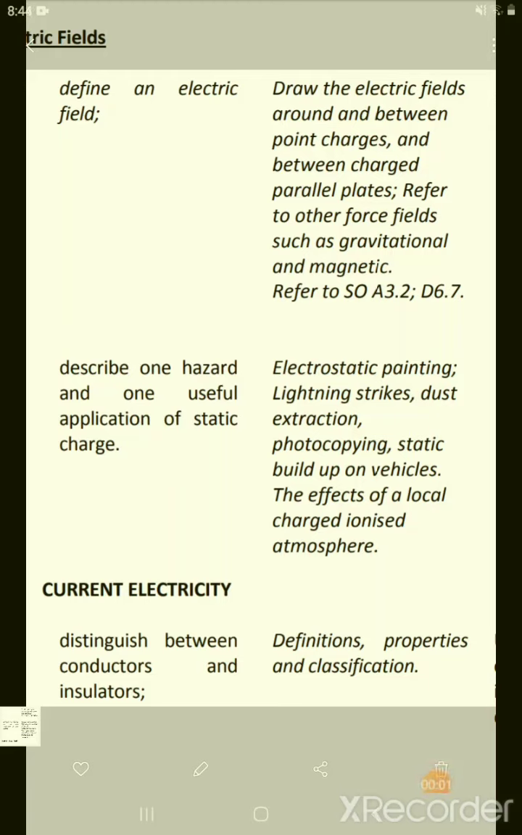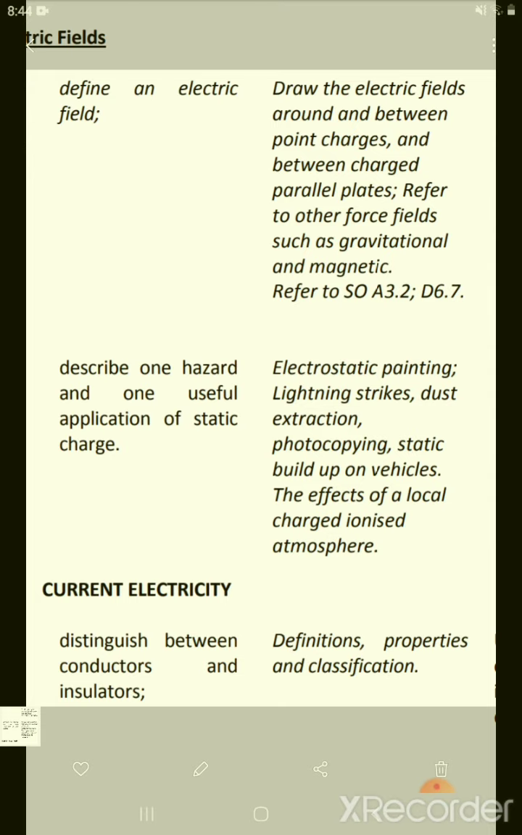So based on what was mentioned in the video previously, I would just like to take a second to bring our focus back to our syllabus, CSEC syllabus, that is, on page 36. Under the first column on your left, which has the heading of special objectives, if you're looking at your syllabus, we have: describe one hazard and one useful application of static charge.